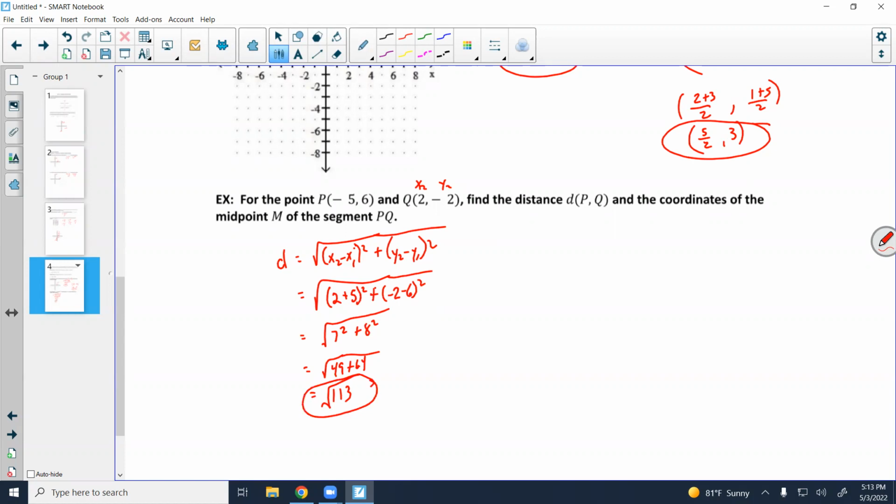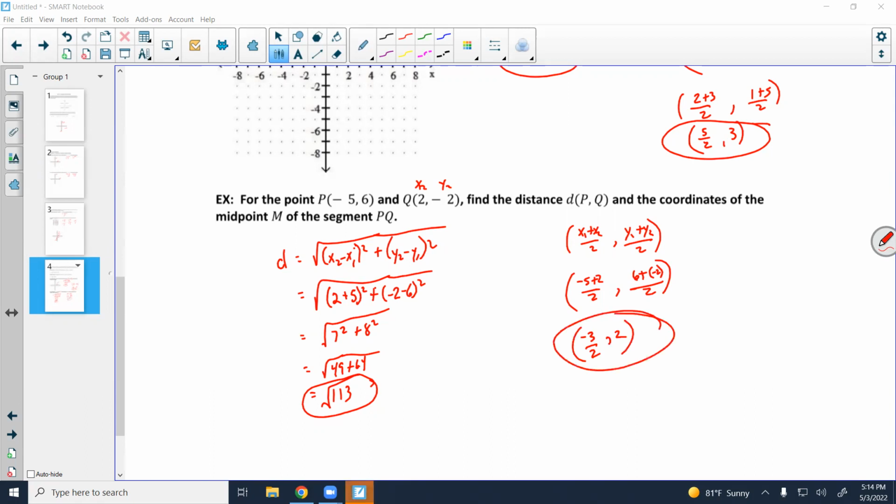Frequently, these don't come out as pretty as we'd like. Now to find the midpoint, again, it's (x1 plus x2) over 2, (y1 plus y2) over 2. So we have (-5 plus 2) over 2 and (6 plus -2) over 2. This is -3 halves, and this becomes simply 2. That is our midpoint. And that is all for this particular section. I will see you next time.